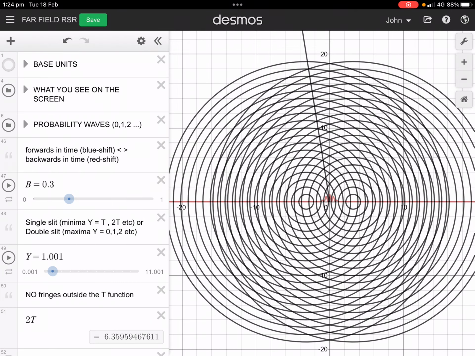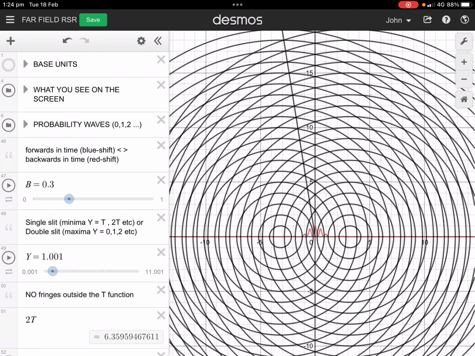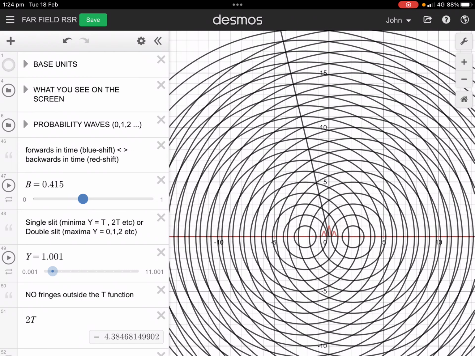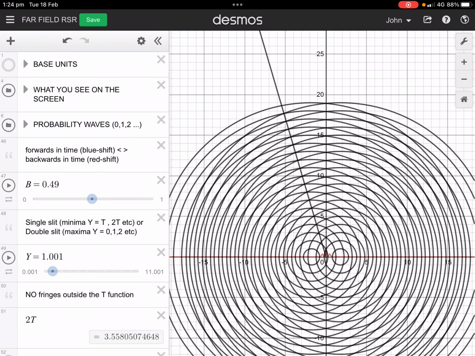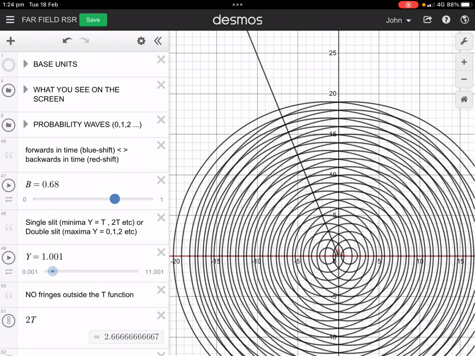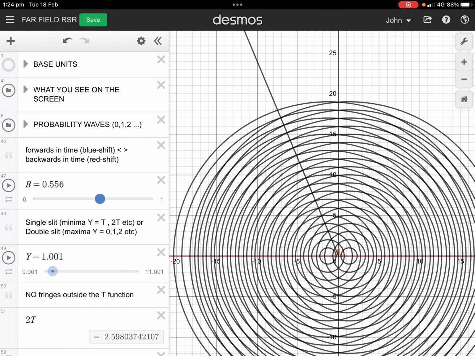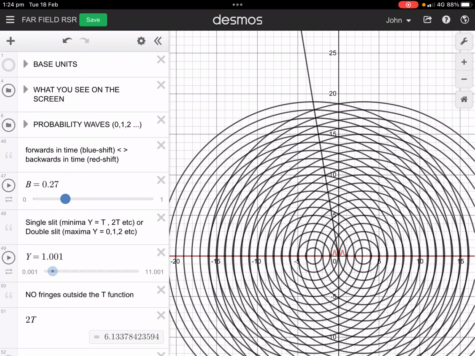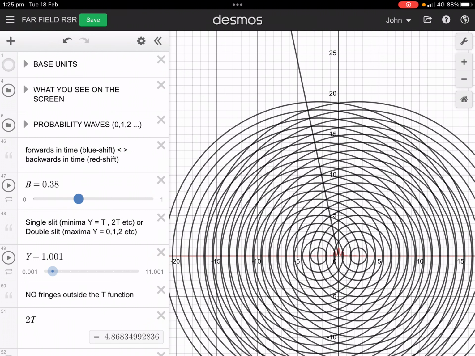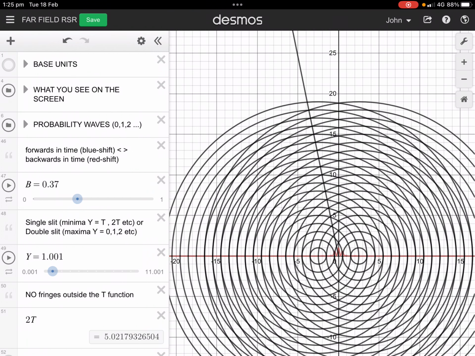And so it's said that the particle, photon or whatever, just heads along a constructive interference line. So at the moment it's heading along m equals 1, m equals 2, m equals 3, m equals 4, and then it's out of bounds. So this is the probability wave.